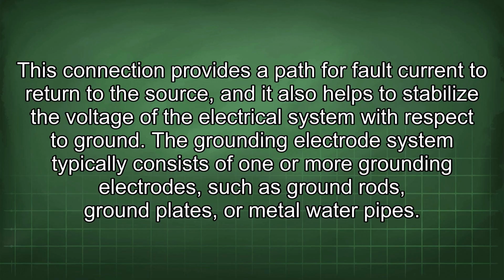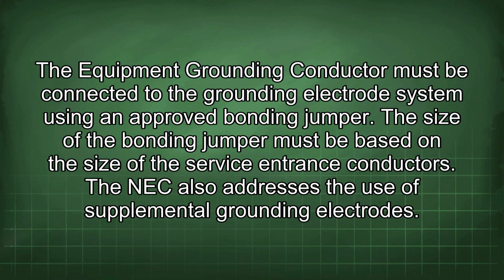The grounding electrode system typically consists of one or more grounding electrodes, such as ground rods, ground plates, or metal water pipes. The equipment grounding conductor must be connected to the grounding electrode system using an approved bonding jumper. The size of the bonding jumper must be based on the size of the service entrance conductors.